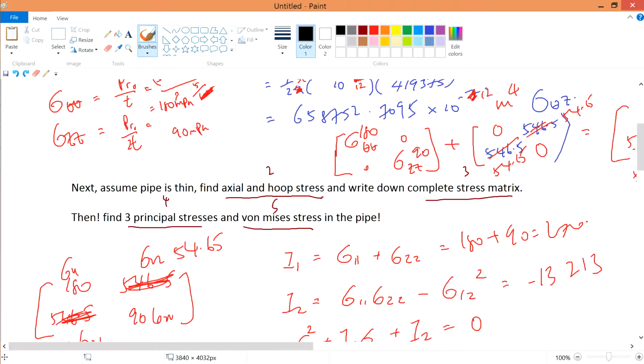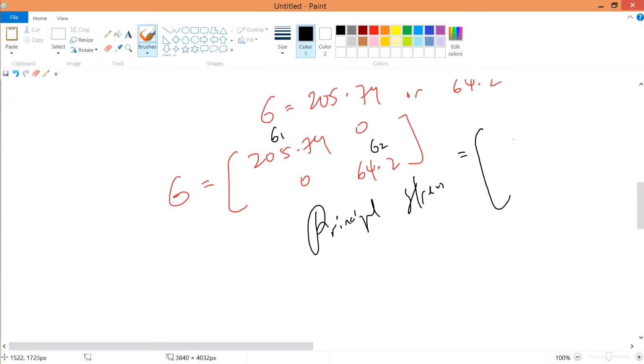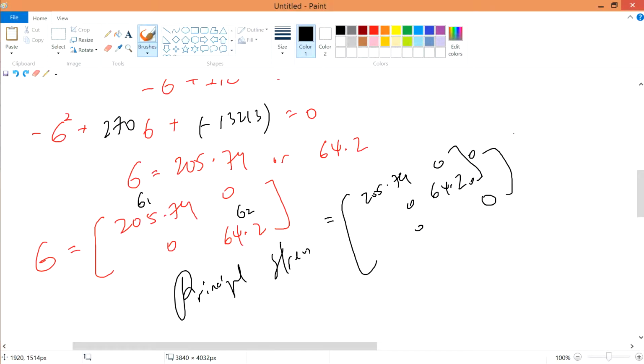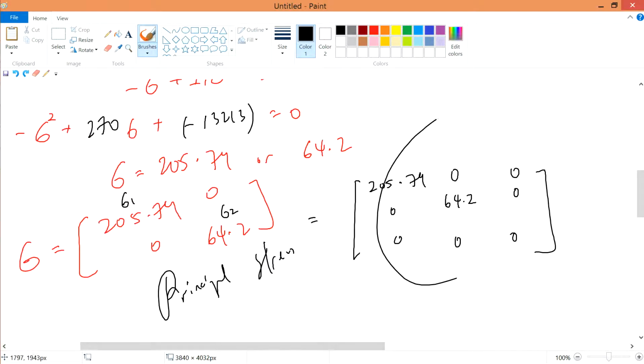If it's in terms of 3 principal stresses, then I'll write it as 205.79, 64.2, and 0. And the rest are zeros. So this is the one that we have written over here. I'll just write it as a 3 by 3 matrix, where the rest is simply zeros. Maybe I should write properly. Hold on. And take note that this is not 62, this is sigma 2, the second principal stress. So this is our 3D principal stress.